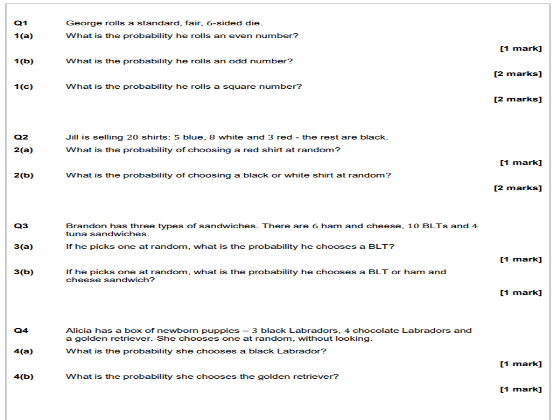Okay, so answers for these. Question number 1: George rolls a standard fair 6-sided dice. Part A, what's the probability that he rolls an even number? Well, you've got 2, 4, 6, so you've got 3 out of a possible 6 outcomes. You can think of it as the numbers 1, 2, 3, 4, 5, and 6. For part B, what's the probability that he rolls an odd number? That'll be 1, 3, and 5, so that'll be 3/6, or equal to a half. Either one's going to be fine.